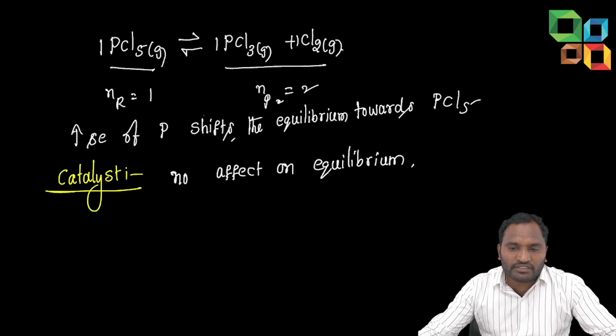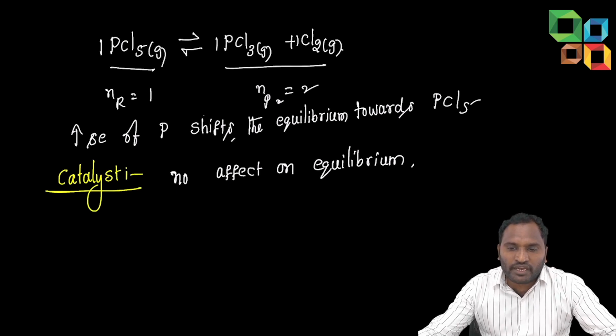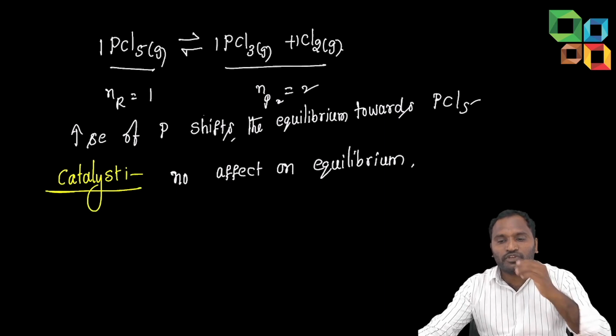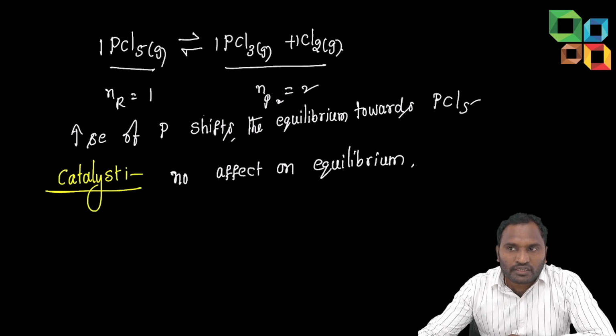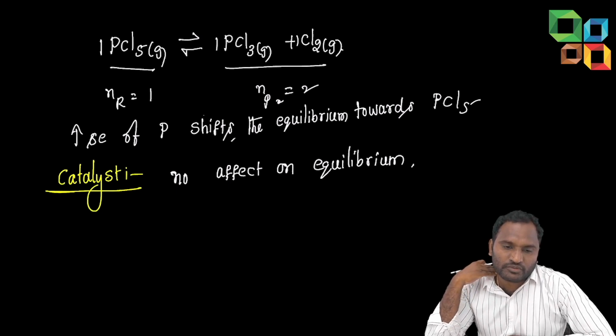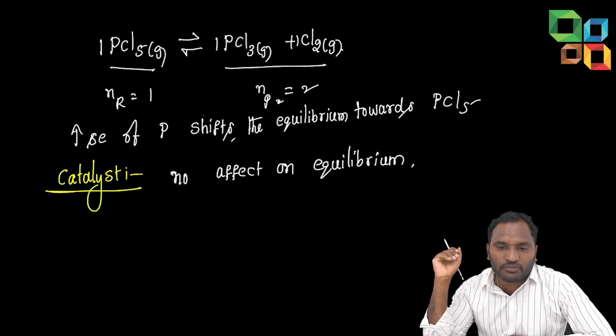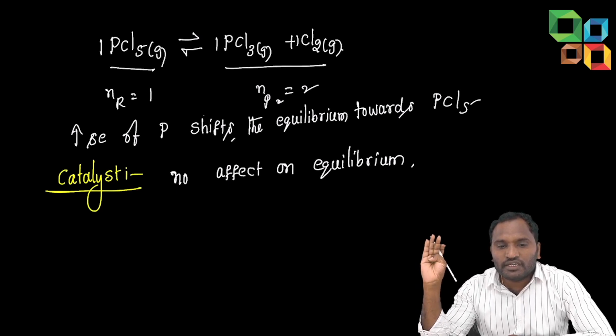If you increase the concentration of reactants, equilibrium moves towards the product side. If you decrease the concentration of reactants, equilibrium favors the reactant side. Next one, temperature effect. There are two types of chemical reactions: one is endothermic, another one is exothermic. Endothermic reactions are favorable by increasing temperature. Exothermic reactions are favorable by decreasing temperature.